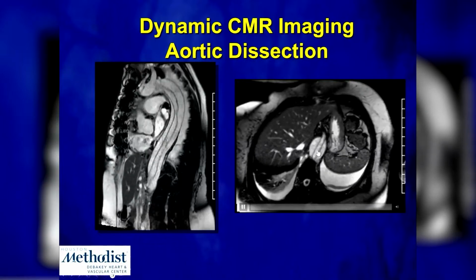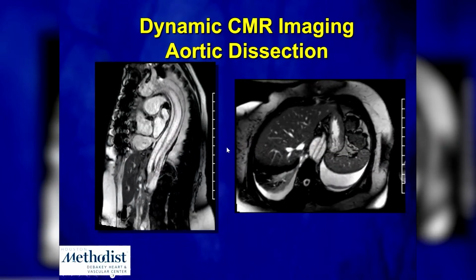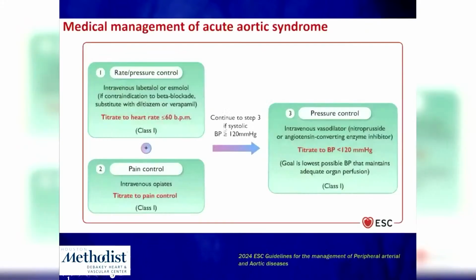similar to how this true lumen in the abdominal aorta, right at the origin of the celiac, is completely collapsible by the high pressure in the false lumen. So this patient would be at risk for malperfusion syndrome.